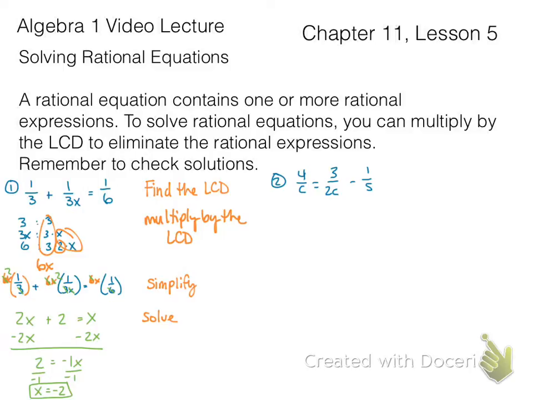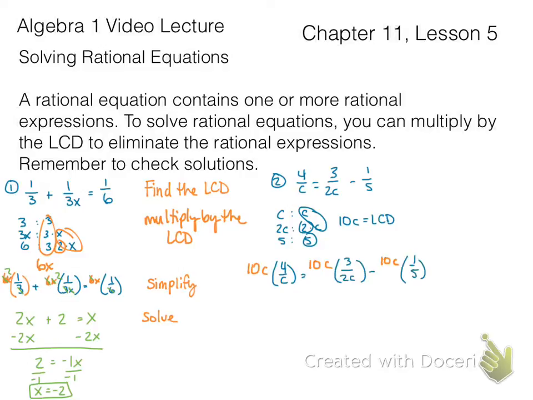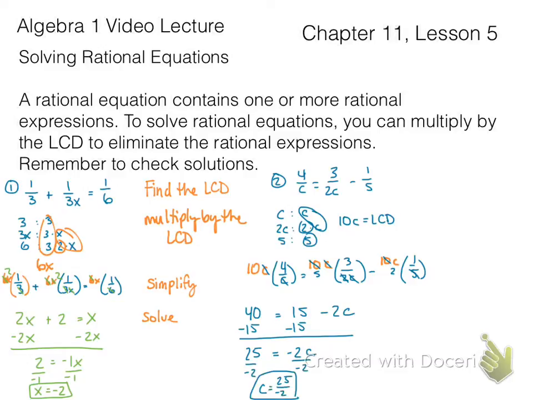We're going to find the LCD for 4 over c, 3 over 2c, and 1/5. Well, that would be 10c is the LCD. So I'm going to multiply everything by the LCD. So 10c times 4 over c equals 10c times 3 over 2c, and 10c times 1/5. Simplify and solve. Minus 15 on both sides. I'm going to get c equals 25 over negative 2, or negative 25 over 2.